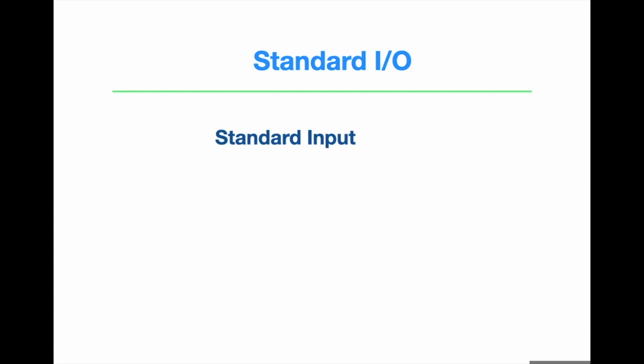For use in scripting, they have been assigned different default numbers. For standard input, the file descriptor is 0 and the default is the keyboard. For standard output, the file descriptor is 1, and the default is the screen. And for standard error, the file descriptor is 2 and the default is also the screen.